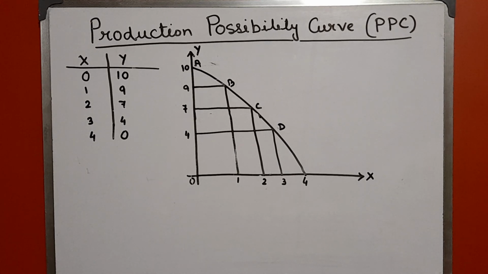And it is always downward sloping because the units are reducing. See, when X is increasing, Y is decreasing. So it is a negative relation. So PPC is always downward sloping.